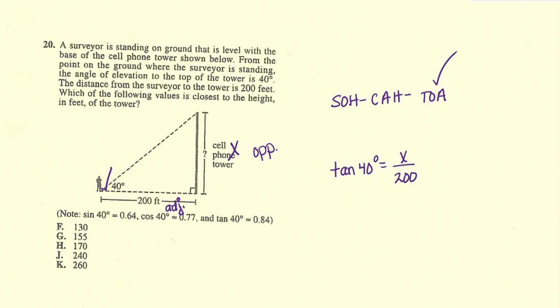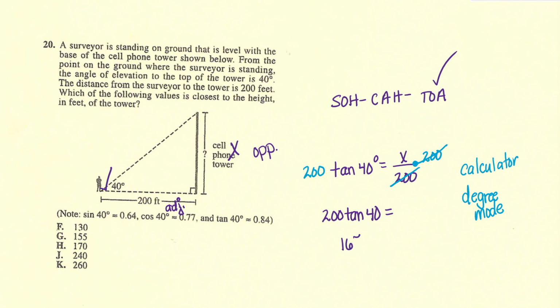Now I will go to my calculator to type this in. Make sure you are in degree mode. You want to make sure that you are in degree mode on your calculator. To solve this for x, I'm going to multiply by 200. Those cancel. Go to your calculator and say 200, hit your tangent button, 40 degrees, and hit equals. When you do, it will come up 167.8. The closest answer is H.